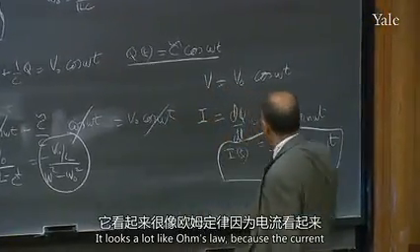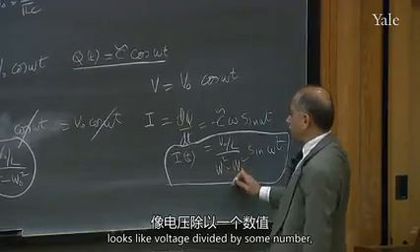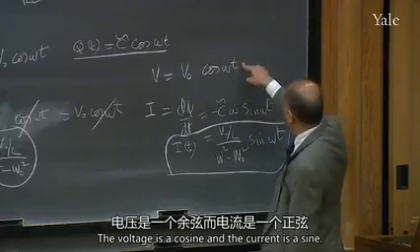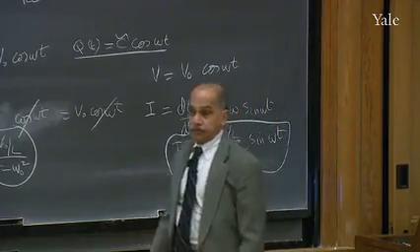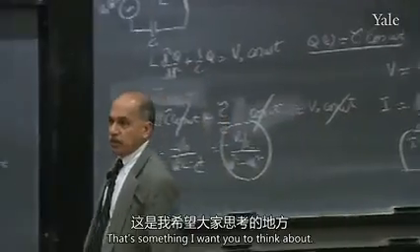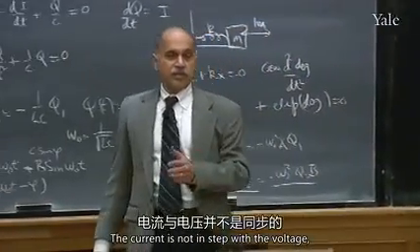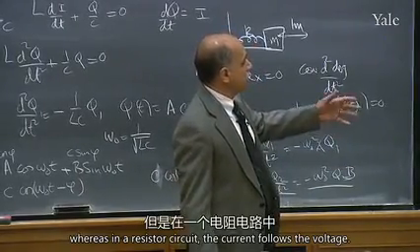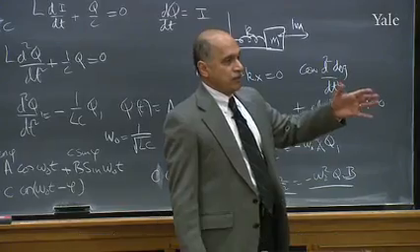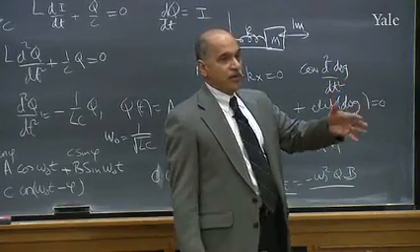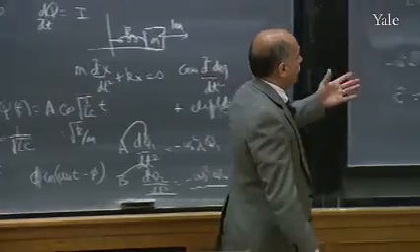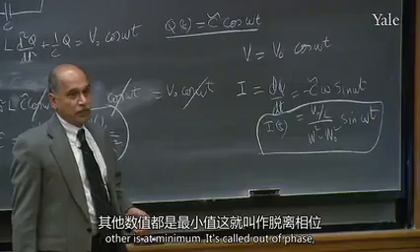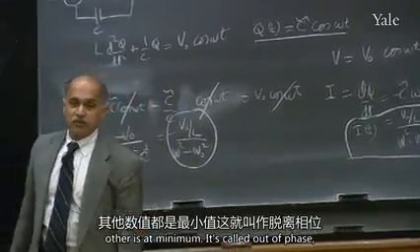It looks a lot like Ohm's law because the current looks like voltage divided by some number. But that's a very big difference. The voltage is a cosine, and the current is a sine. That's something I want you to think about. The current is not in step with the voltage. Whereas in a resistive circuit, the current follows the voltage. It's the same profile as the voltage, except you divide by R. Here, one is a cosine, one is a sine. That means when one guy is a maximum, the other is a minimum. It's called out of phase. In fact, out of phase by 90 degrees.